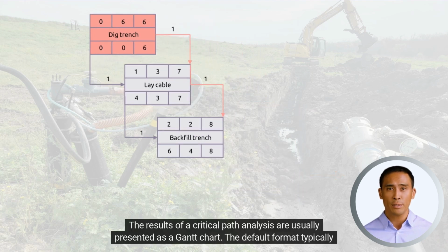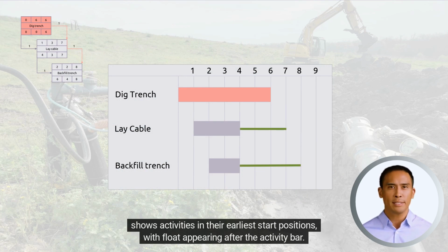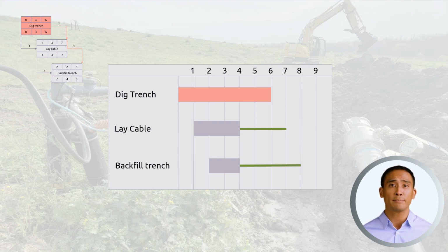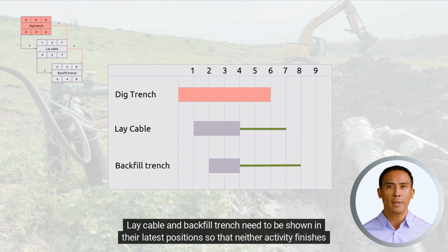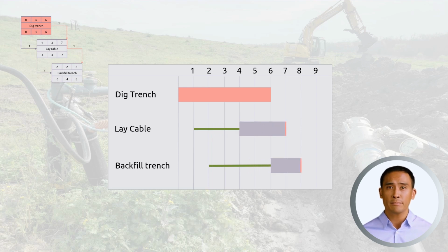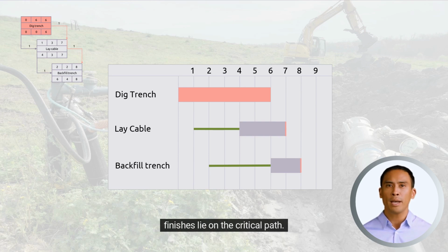The results of a critical path analysis are usually presented as a Gantt chart. The default format typically shows activities in their earliest start positions, with float appearing after the activity bar. The default format doesn't work in this case. Lay cable and backfill trench need to be shown in their latest positions so that neither activity finishes before its predecessor. The float shown at the beginning does not mean that the activities can be moved earlier because their finishes lie on the critical path.